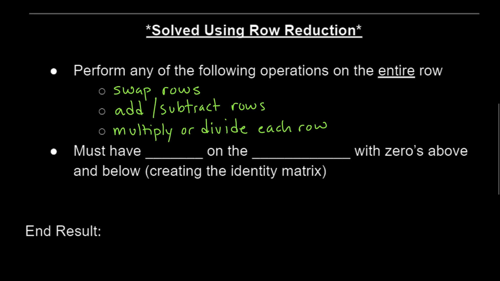Now, in order to know we are done row reducing, creating our identity matrix, what will tell you you're done is if you have ones on the diagonal with zeros above and below. Now, if the zeros were just below, that's actually called reduced echelon form. We're not going to get into that. If you have zeros above and below, that's called creating the identity matrix.